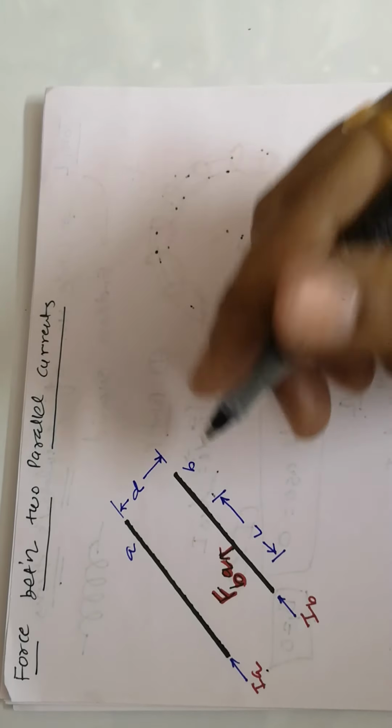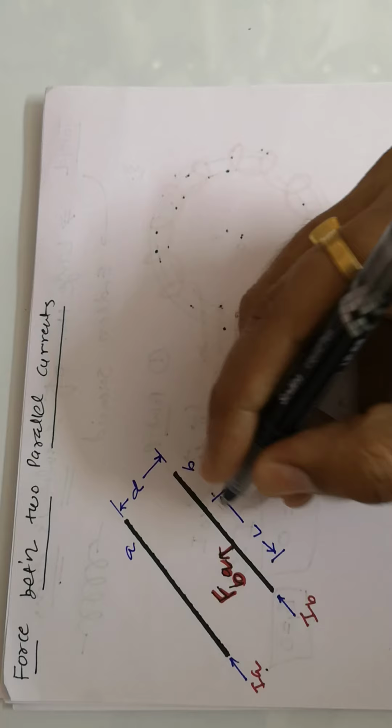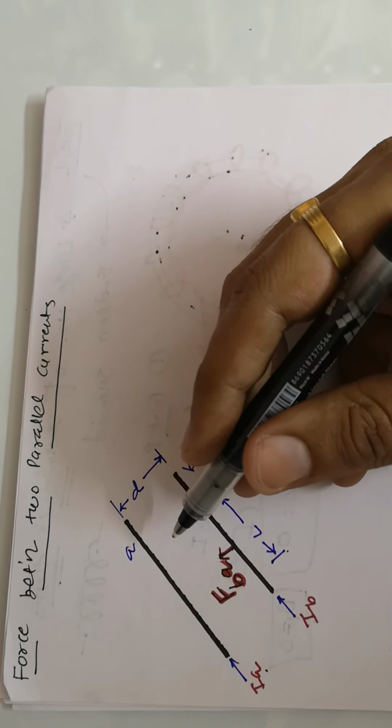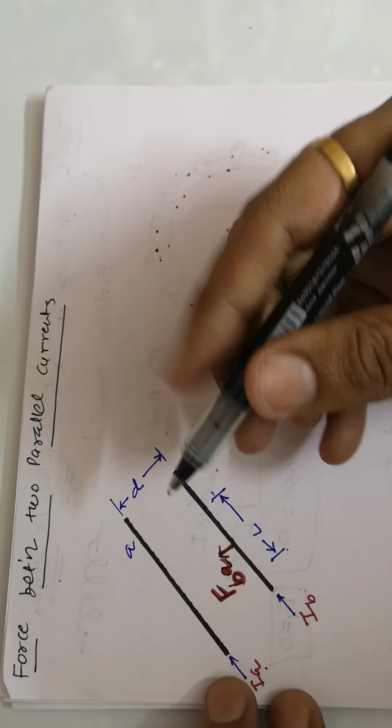I want to find the amount of force exerted by a small segment of length L, and both the wires are separated by some small distance d.